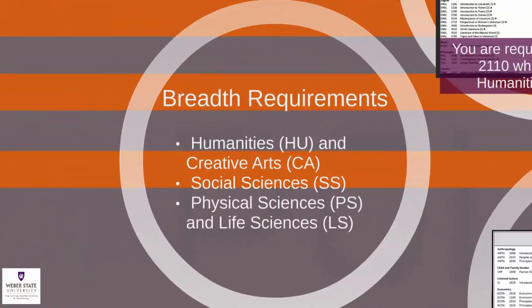The second set of requirements in general education is called the breadth requirements. The breadth includes humanities and creative arts, and your social, physical, and life sciences. These courses must be passed with a D- or higher, unless a higher grade is required due to major course requirements. For computer engineering students, major courses require a C or better.